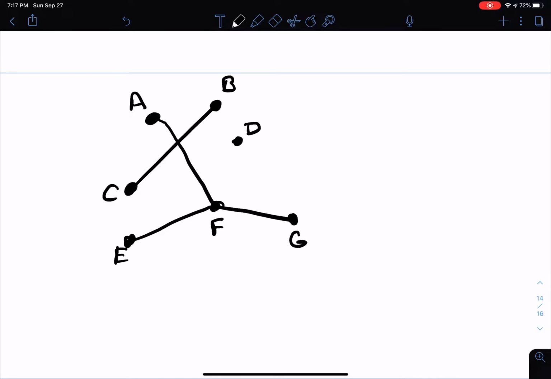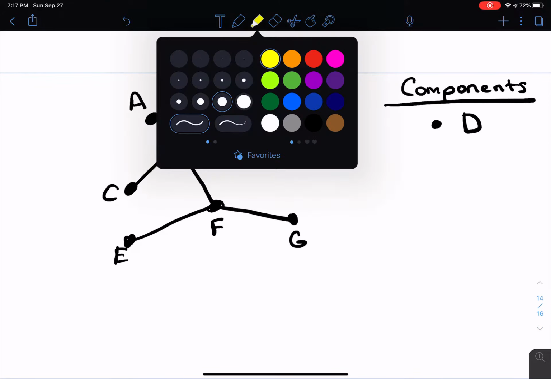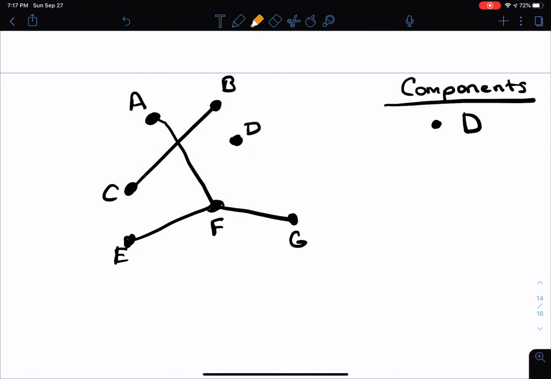So here's a graph. And this graph is disconnected. I can see that immediately with the vertex D. That is one of the components. So just draw vertex D. So that's out. So I took that out. All right.